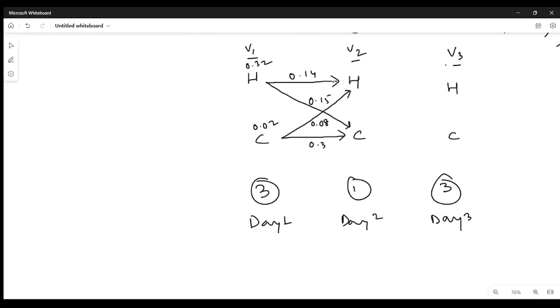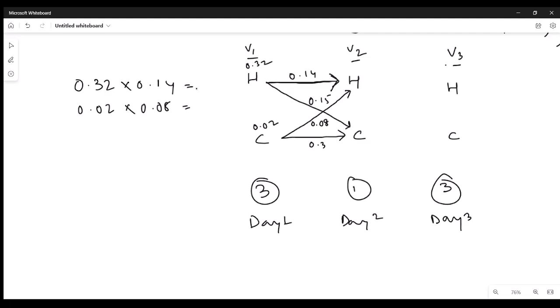Now we have just calculated the transitions of hot to hot, hot to cold, cold to hot or cold to cold. Now we need to identify the probabilities of these Viterbi values for day 1 the weather being hot, and for the Viterbi in day 2 the weather being cold. So here what we need to do is the calculation coming from the previous Viterbi. So here 0.32 into the first transition 0.14 and 0.02 into 0.08.